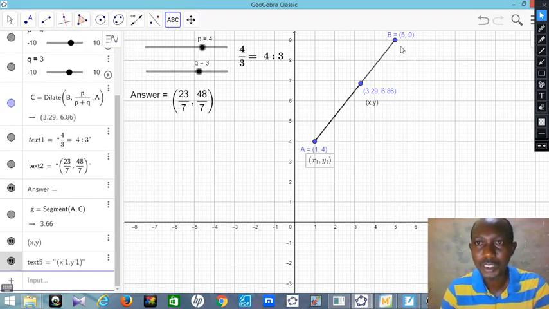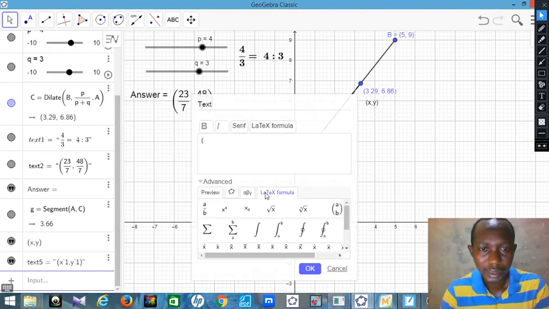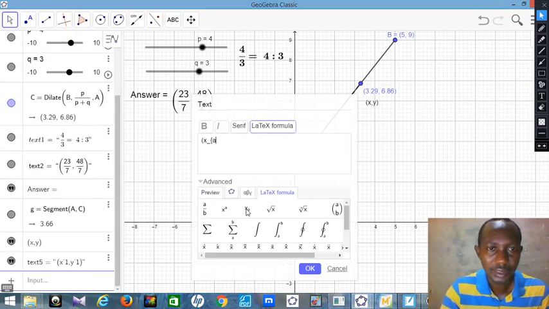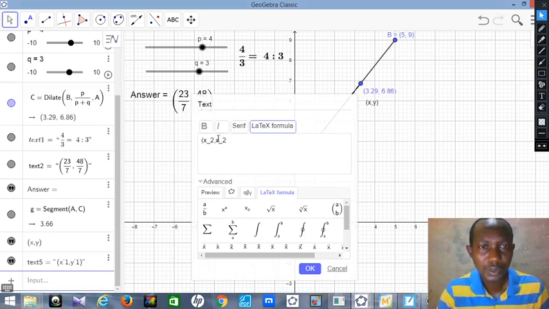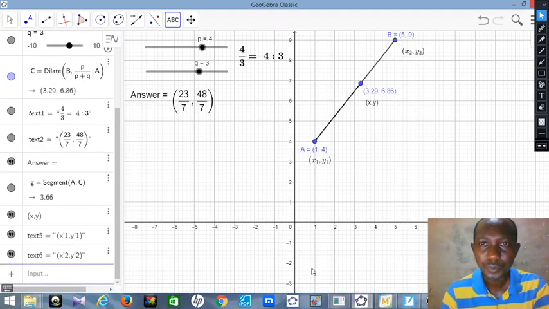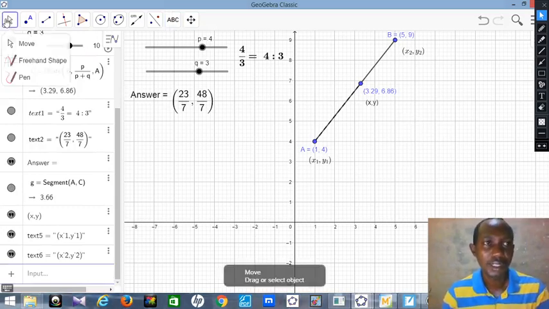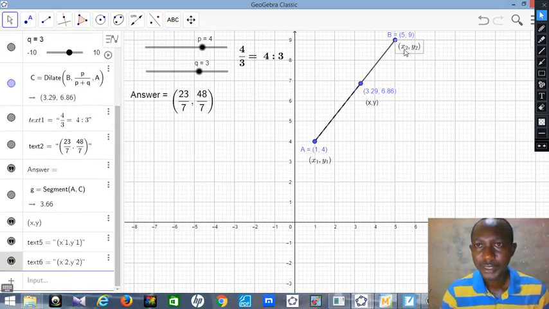Then let's put on this side also. Let's open our bracket and get our symbol here. So this is X2, comma, then this is Y2. We need to close our brackets. Alright, so this is what I want to get. So this is what we are saying.